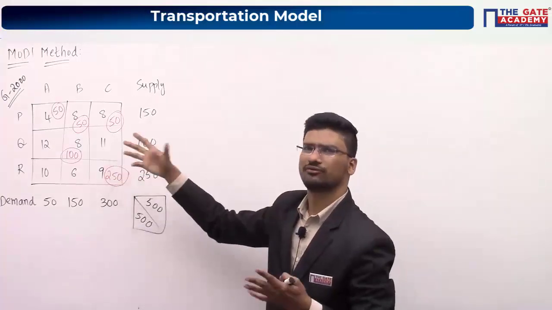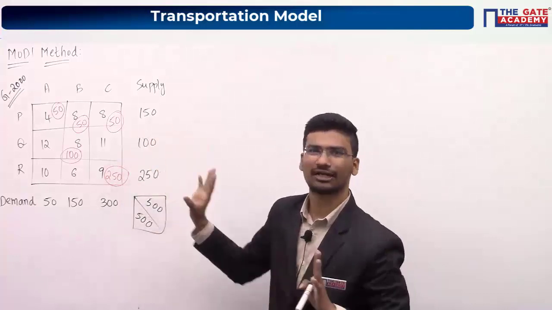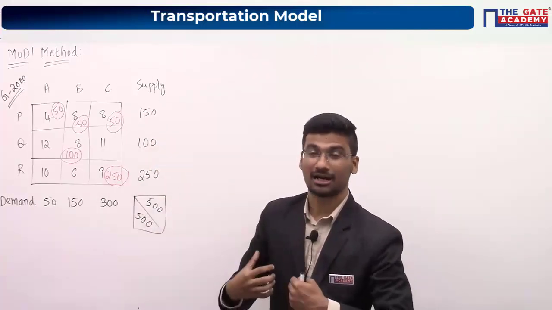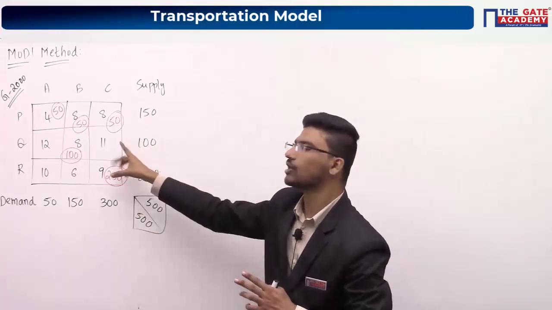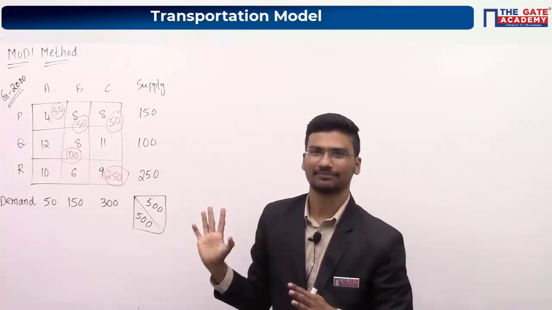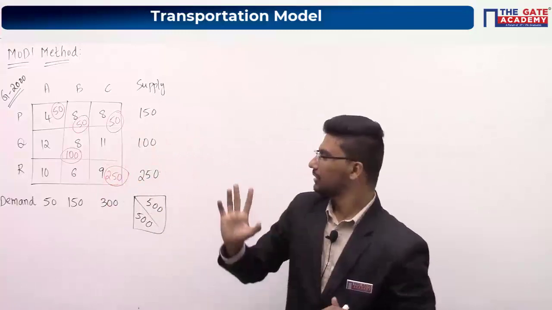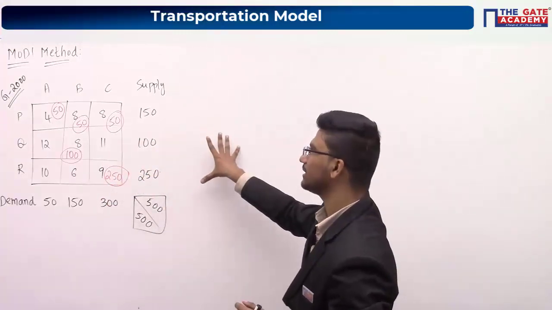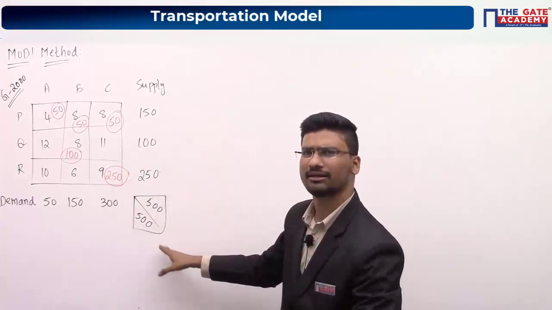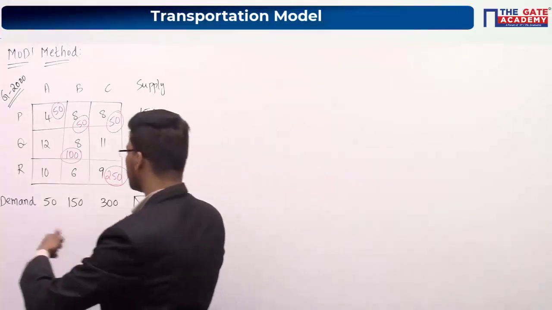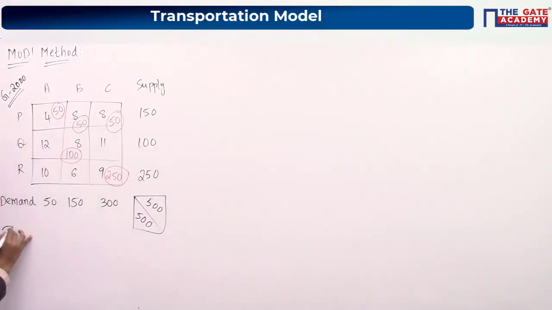We don't know from which method they calculated this solution, but what is our part? We have to check whether it is optimal or not using the Modi method. If it is not optimal, we have to find the optimal solution also. First, it is already given in the question that total supply and total demand are equal. So you just calculate the total cost for this.